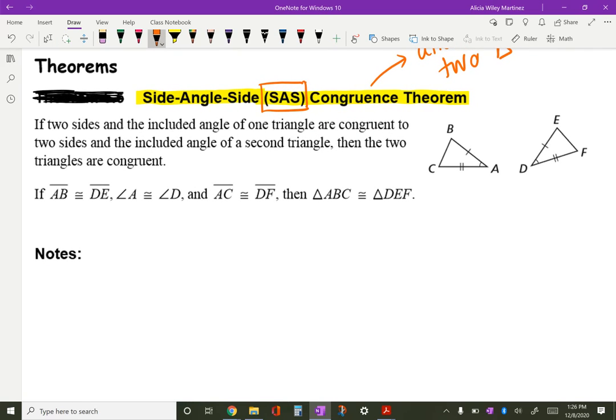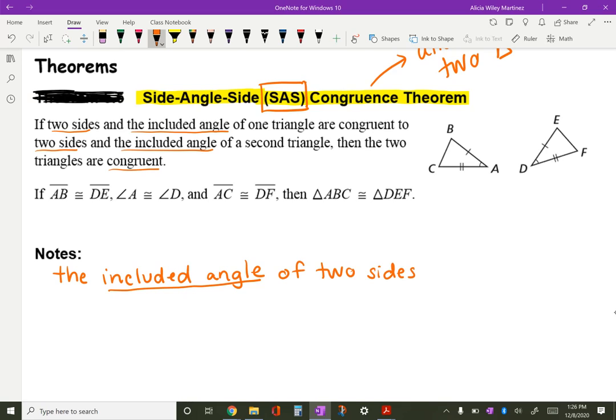It states that if two sides and what we call the included angle of one triangle are congruent to two sides and the included angle of a second triangle, then the two triangles are congruent. Okay, so I'm going to talk about what they mean by included angle. The included angle definition: the included angle, I'm going to underline that, of two sides of a triangle is the angle formed by the two sides.